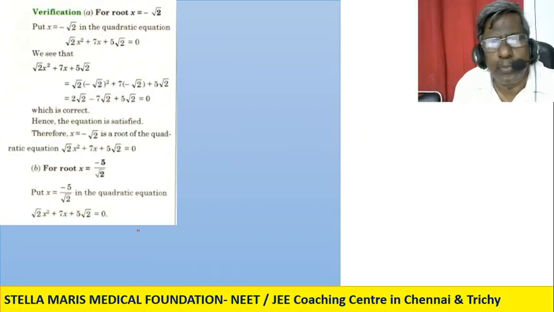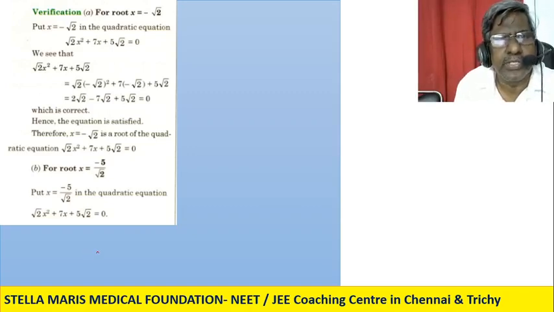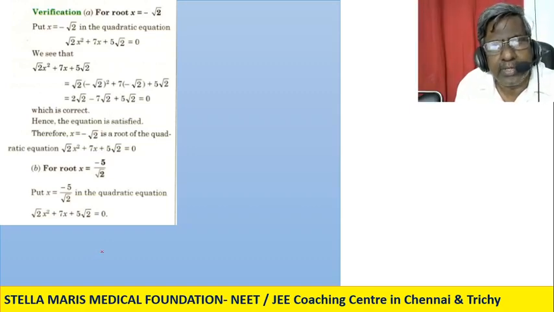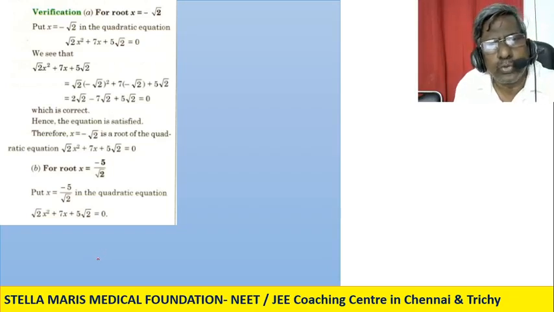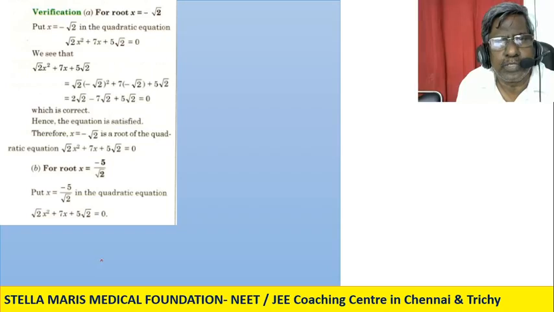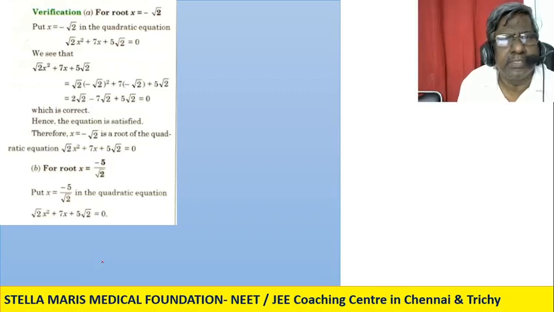Verification for root minus 2. Put x is equal to minus root 2 in the quadratic equation. The equation is root 2x square plus 7x plus 5 root 2. Instead of x square, you put minus root 2 square, plus 7 into minus root 2, plus 5 root 2. So root 2 into 2 is 2 root 2, plus 5 root 2 will become 7 root 2. Then 7 root 2 minus 7 root 2 will become 0. So which is correct. Clear? Therefore, it is correct.